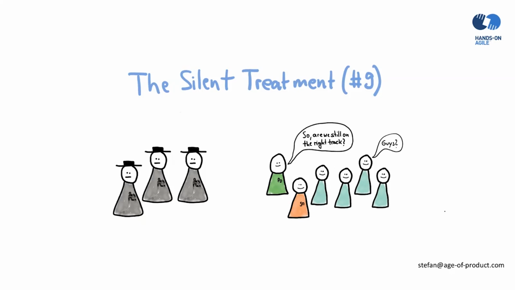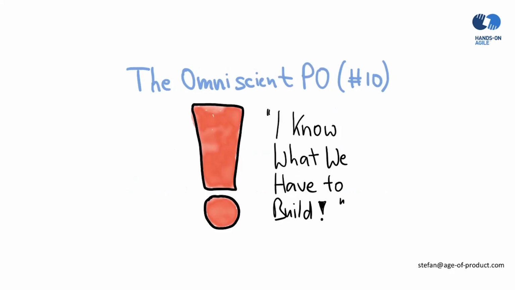You need to have the real folks from the stakeholder side at the meeting. Number 10, the omniscient product owner. I know what we have to build. Follow me. The product owner has no doubt about where to go. He or she does not need the team, doesn't require the stakeholders. Collaboration would only slow him or her down. Product owner provides the why, how, and what at the same time.